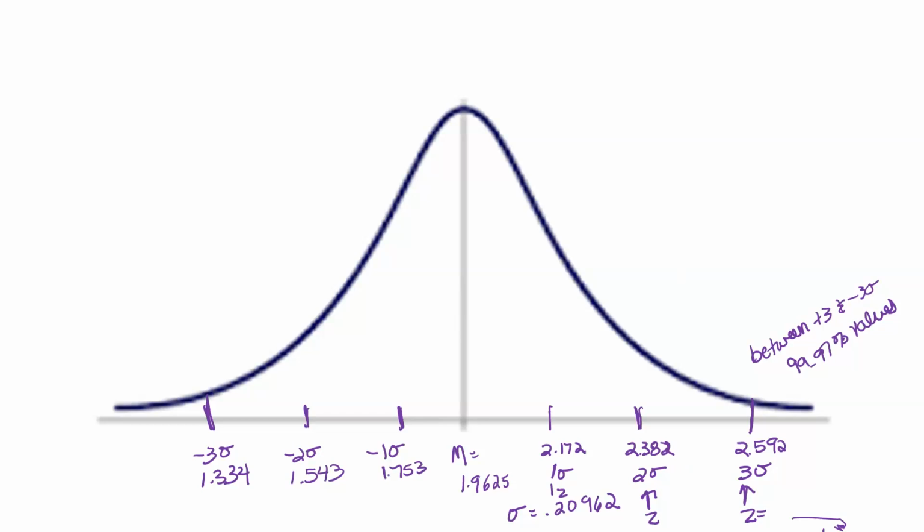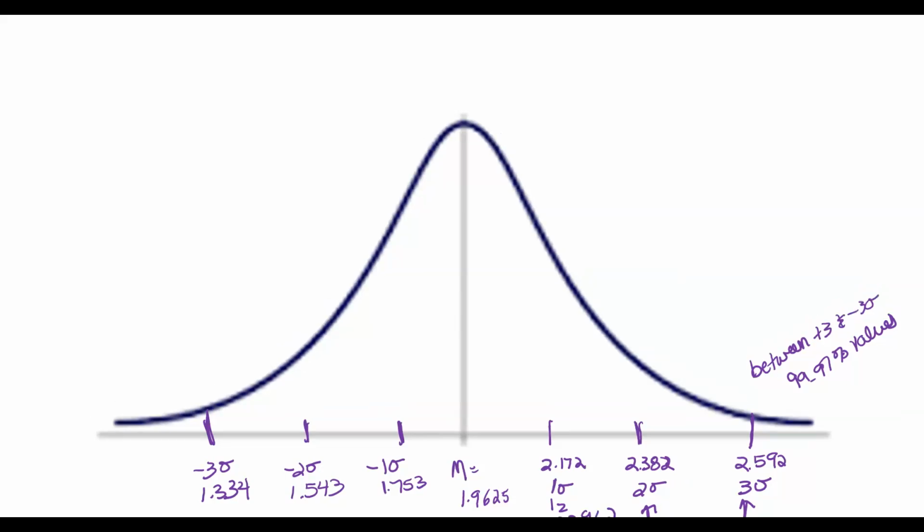So if we return to our problem, let me find the problem and pop it back up on the screen for us. So the problem says, all right, if the specification is such that no washer should be greater than 2.4 millimeters, assuming that the thicknesses are distributed normally, what percentage of output is expected to be greater than this thickness?